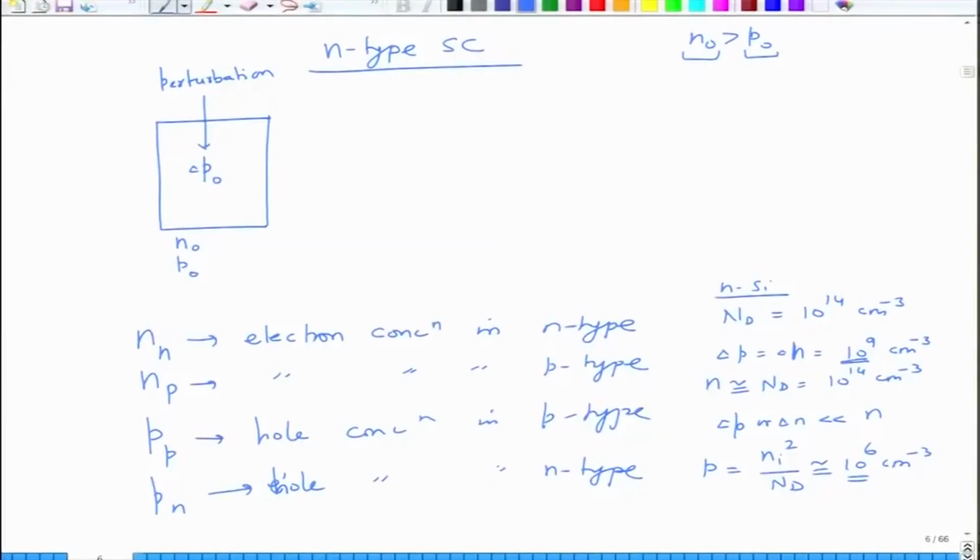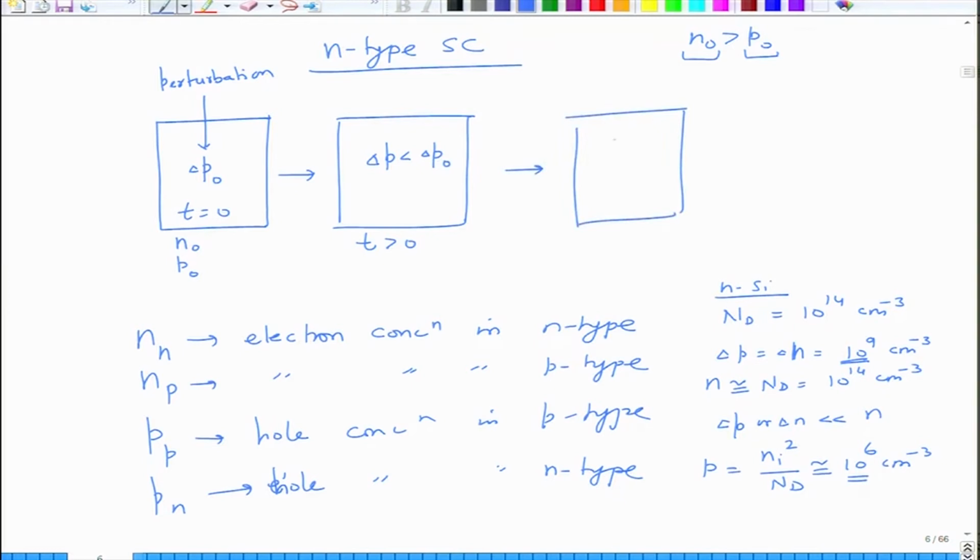So suppose you carry out a perturbation. At t equal to 0, delta p is delta p naught. At some t greater than 0, delta p is smaller than delta p naught, and after a long time when it reaches equilibrium again, delta p becomes equal to 0. Initially delta p naught is very large. When you create the perturbation, it slowly dies down and then completely fades away, at t tending to infinity.